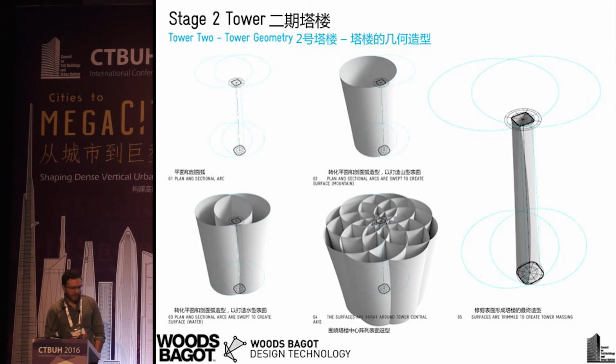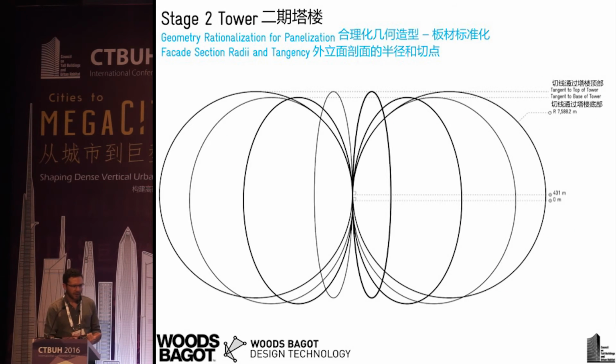And then you sweep each of those circles in plan along the circles in elevation, and you get a really big, almost flower-looking thing. And then as you peel those layers away, you actually reveal the tower form in the center, which is a cool process. So I came in and we were doing some studies for geometry rationalization because we were starting to work with the facade consultants.